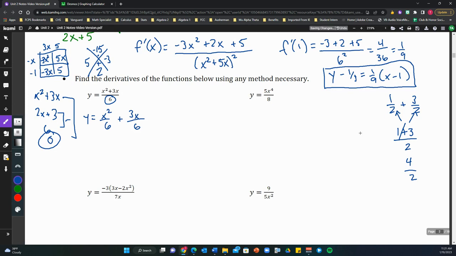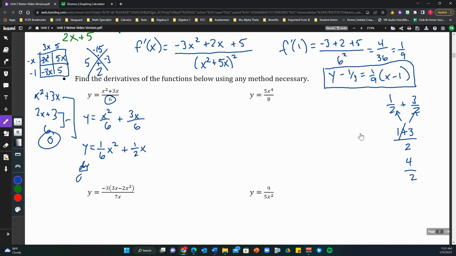now we can see that this is just two power terms. And if we need to rewrite a little bit further for you to see that, this is really 1/6 times x squared plus 3/6, which reduces to 1/2 times x. So this isn't quotient rule. This is actually just two power rules.